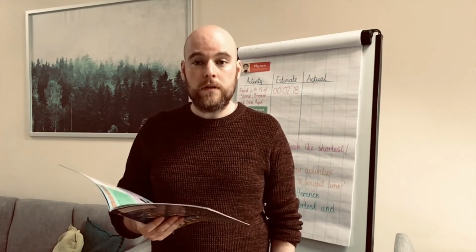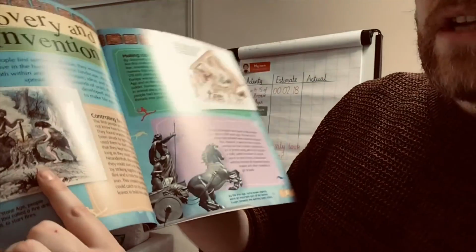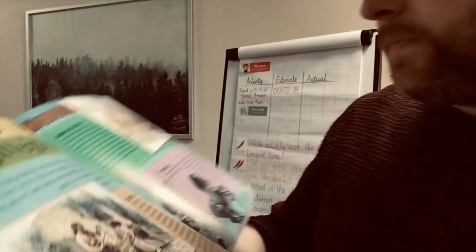Discovery and invention. From the time people first settled in Britain, they invented things to help them survive in the harsh prehistoric landscape. As humans moved around, both within and beyond Britain, ideas and inventions spread. Over thousands of years, these were developed and improved to make life easier. Here's a picture here. In the later Stone Age, people invented a tool called a fire drill or bow drill to start fires. There it is.